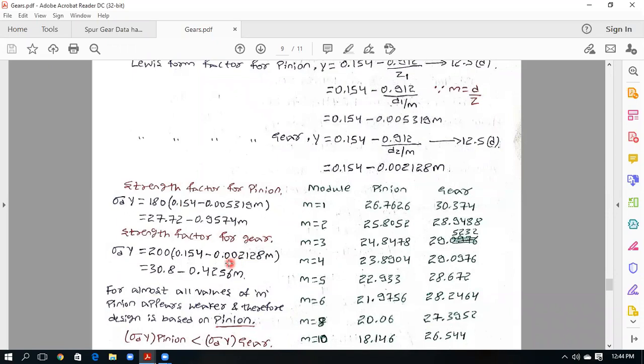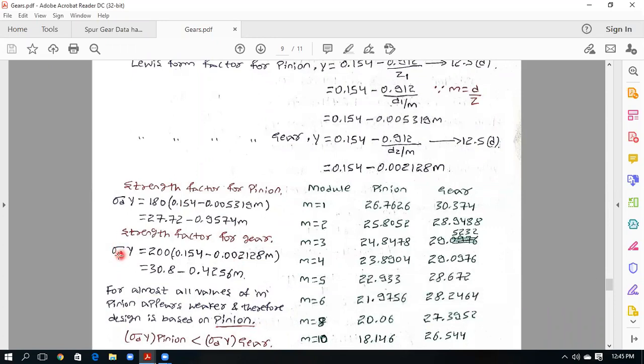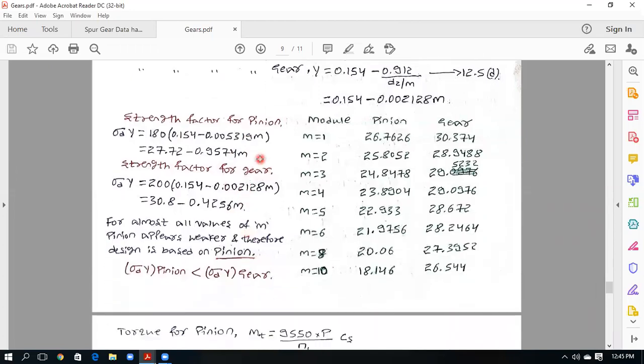Similarly, find out the strength factor for the gear. Sigma d is given for the gear. It is made up of cast iron. It is 200, and y you have calculated for the Lewis form factor for the gear. Substitute that, you will get this value. In both the equations, m is unknown. For the further design, the designing will be done for the weaker member. From this equation you will not get which is weaker.